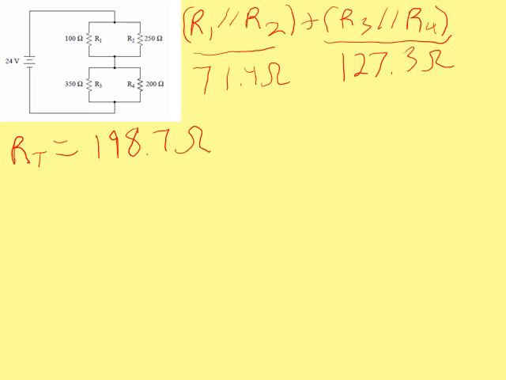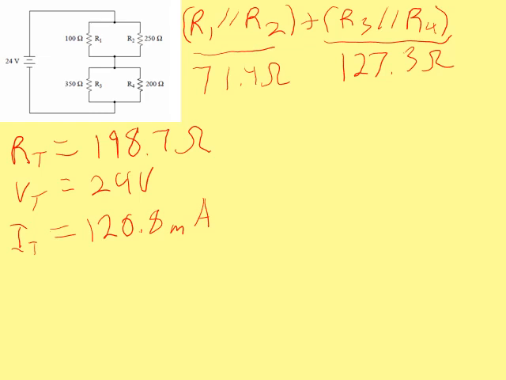So then for the next, we have VT equals 24 volts. If we were to divide 24 volts by our R total, we would get our I total, which is I total equals 120.8 milliamps.